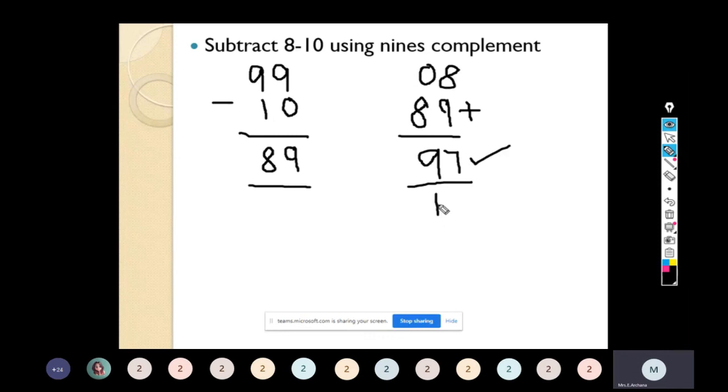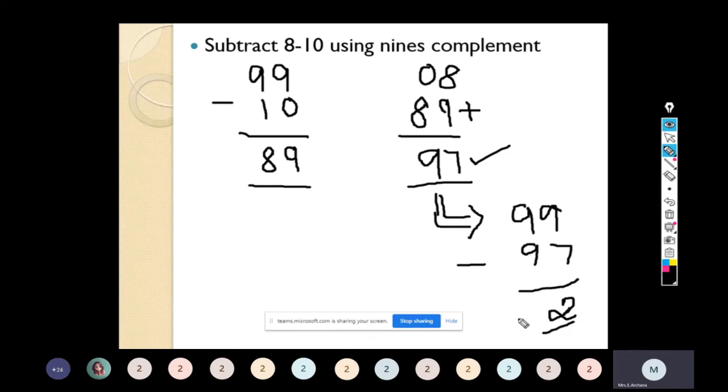So once again take 9's complement for the obtained result. It consists of 2 digits. So the answer will be 2, and we have to add a negative sign. So the answer will be minus 2. This is subtraction of a smaller number minus bigger number using 9's complement.